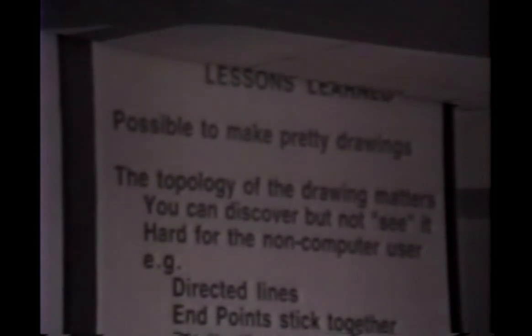Well, you could make pretty drawings and the lines were straight, the circles were quite circular, and I found that rather satisfying. There was a problem in introducing users to this system, and the problem was that the topology of the drawing matters. You notice that when I drew three lines that were connected at a common point and then moved that point, all three of the lines moved. And the constraints that you put on the drawing were there, and the drawing would behave in different ways depending on what constraints you'd put on it.